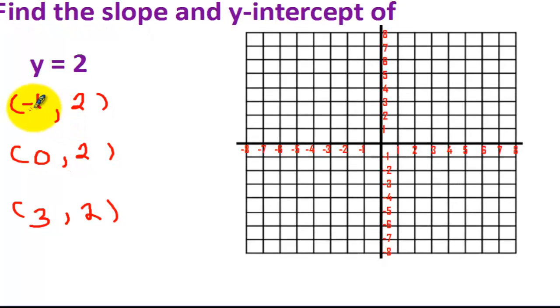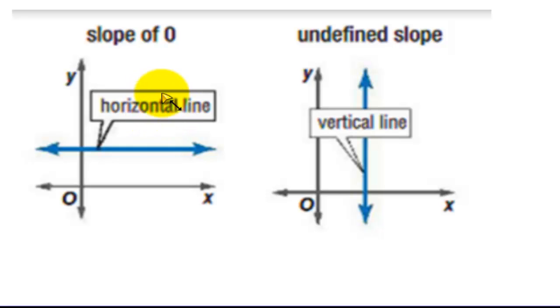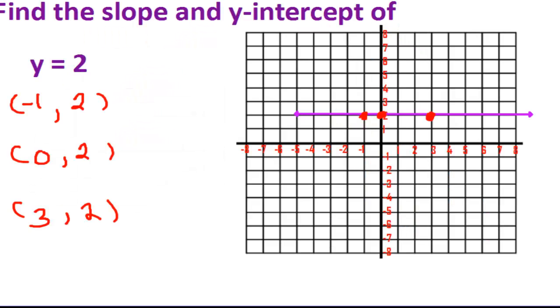Okay, let's try to plot -1, comma 2. -1, comma 2 is over here. 0, comma 2 is over here. And then 3, comma 2 is over here. Alright, now once I connect these 3 points, I will have a horizontal line. And if we have a horizontal line, it means that our slope should be equal to 0. So the slope here, m, is equal to 0.